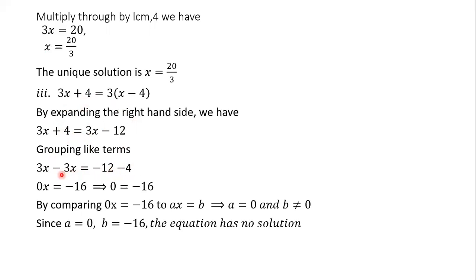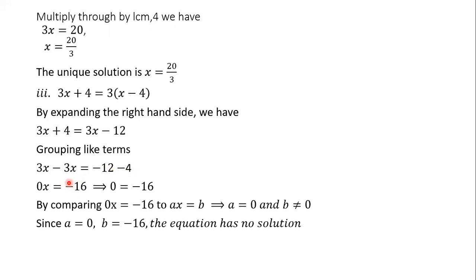So here we have 3x minus 3x becomes, let's say 0x, which is the same as 0, equal to negative 12 minus 4. That will give us minus 16. So you see that you are coming to a point whereby we are having ax equal to b. I think remember it, ax equal to b.